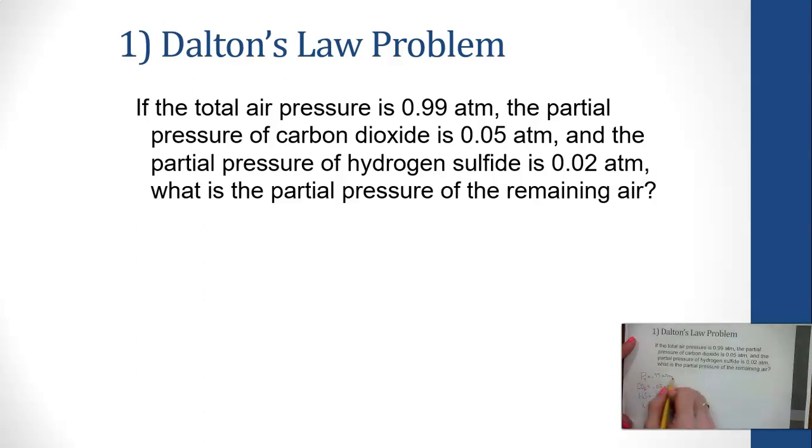Okay, it says that the total pressure, well, I'll do it this way. The total pressure is equal to the sum of the pressures. So P1 plus P2 plus P3 plus et cetera, et cetera, however many there are. I've got total pressure, 0.99 atmospheres. That is going to equal the sum of the other pressures. So 0.05 atmospheres plus 0.02 atmospheres plus the remaining. So how do you think we would do that?